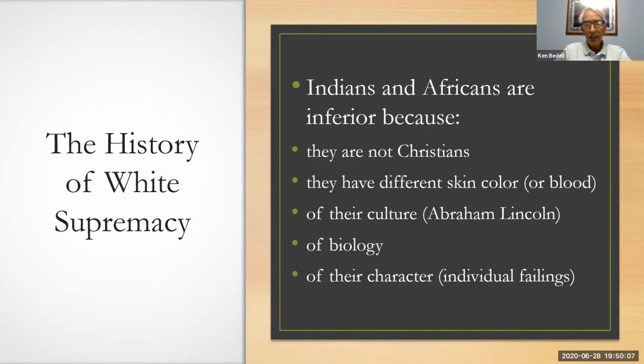And then more recently, the Indians and Africans and Hispanics have been categorized as inferior because of their character, and that it's individual failings. The reason that African-Americans don't succeed more, in terms of that whole list in the book about how many are wealthy and where the white people own sports teams and all of that, is because the African Americans don't work hard enough, or because they don't take school seriously, or because young girls get pregnant at an early age, or that it's individual failings. And so this becomes the next phase of arguing that whites are better because other people are inferior.